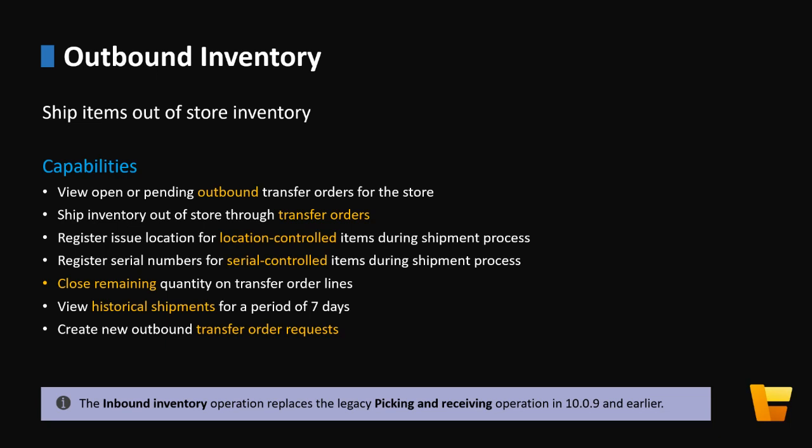You can also close the remaining quantity if you confirm that for whatever reason, you cannot ship the full quantity as requested. And we also have a view in this outbound operation for you to access the historical shipments for the past 7 days. Finally, from this operation, you can create a new outbound transfer order if you want to send items to other locations. Same as the inbound inventory operation, this operation was built to replace the legacy picking and receiving operation. Now here is the demo.